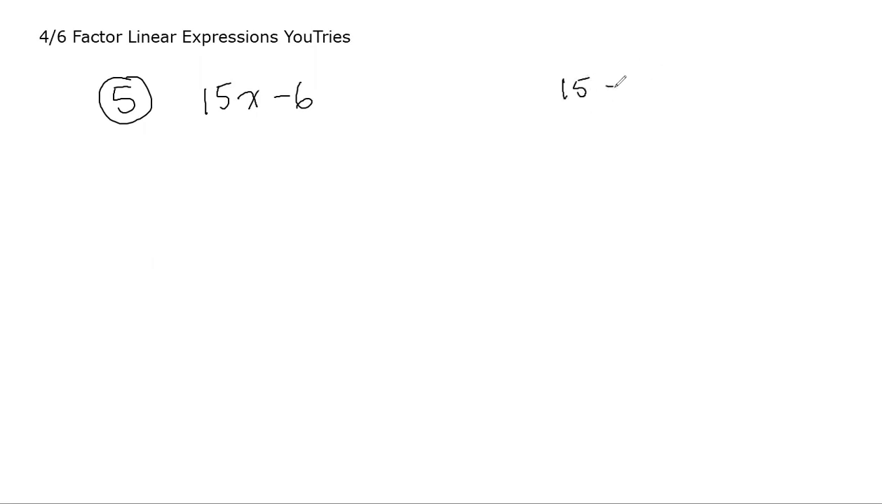15 is 3 times 5. 6 is 3 times 2. And so the reason why I'm putting it in this order when I write it down is so that it's very clear that 3 is the one that's common and the one that we're going to pull out. So our greatest common factor is 3. This is the same thing as 3 times 5. That gets us 15.